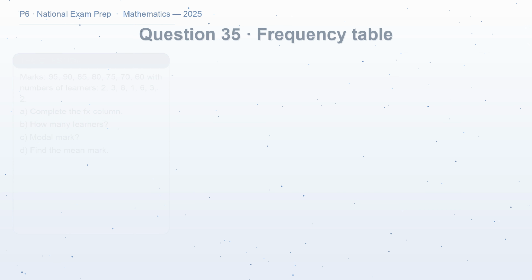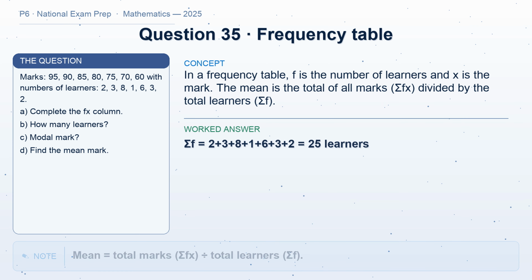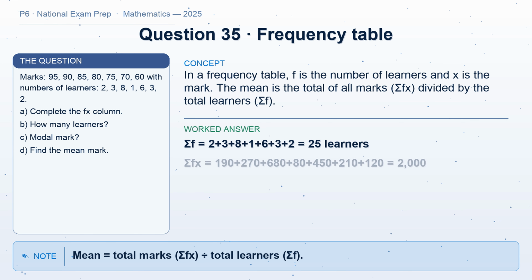Question 35. We have a frequency table of marks and the number of learners who got each mark. The marks are 95, 90, 85, 80, 75, 70, and 60, with 2, 3, 8, 1, 6, 3, and 2 learners. Here F is the number of learners and X is the mark. The FX column is each mark multiplied by its number of learners. First, how many learners in total? Add the frequencies. They come to 25 learners.